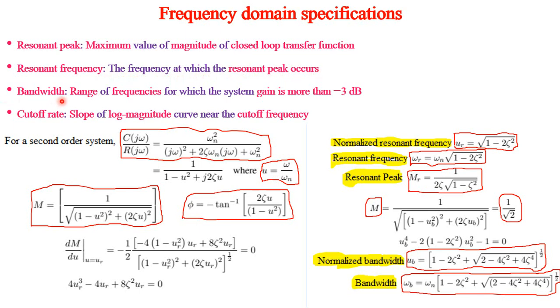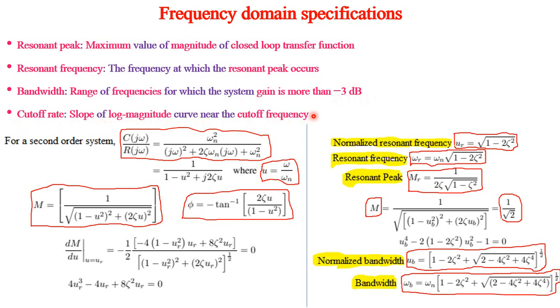Bandwidth, this term we are very much conversant with already. It is the range of frequencies for which the system gain is more than minus 3 dB, or more than 1 by root 2, because 20 logarithm of 0.707, or 1 by root 2, is minus 3 dB. Cutoff rate: slope of the log magnitude curve near the cutoff frequency.